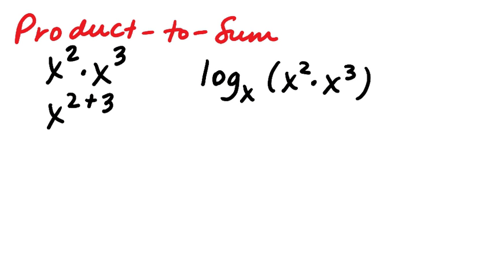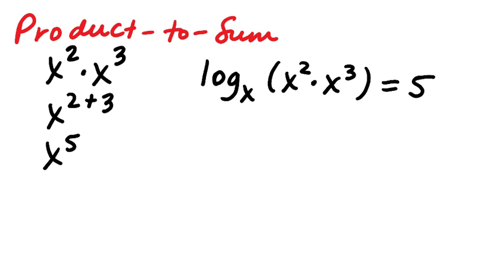We know that the log is just the special exponent that we need to put on x to get x to the 2 times x to the 3. Well, I know that I'm going to need to put that 5 exponent on this. So I know that this is going to equal 5, okay, because I put the 5 exponent on x to get x to the 5.